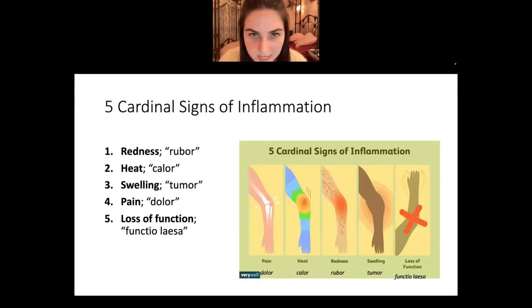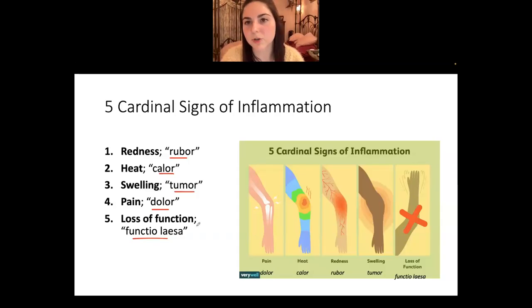There are five cardinal signs of inflammation. You should know these. I don't know if they're still asking the Latin versions, but I put them here because sometimes you see them. So it's redness, or rubor; heat, calor; swelling, tumor; and pain, which is dolor. Those are the ors, right? And then the last one is loss of function, so you can't use whatever it is.